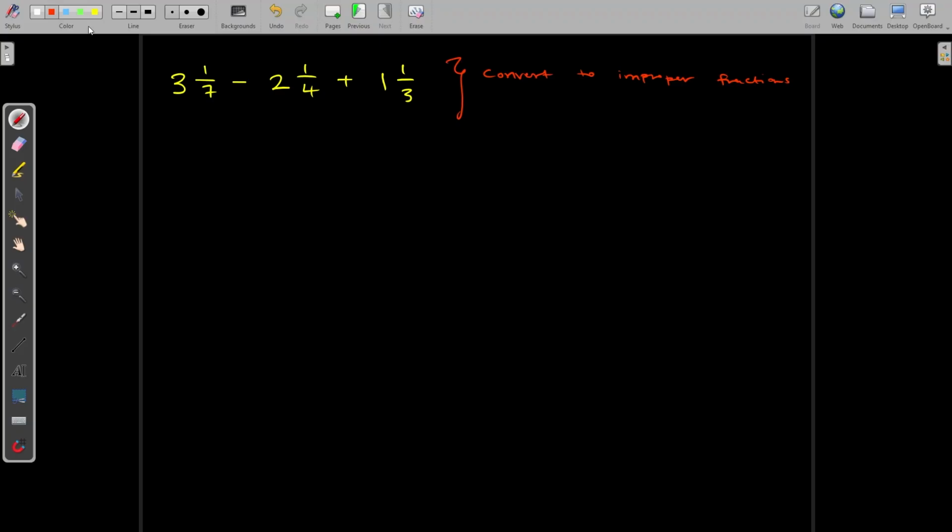Alright, I can't see who is online, so just give me the improper fraction equivalent of these. 22 over 7, minus 9 over 4, plus 4 over 3. So what would our LCM be?